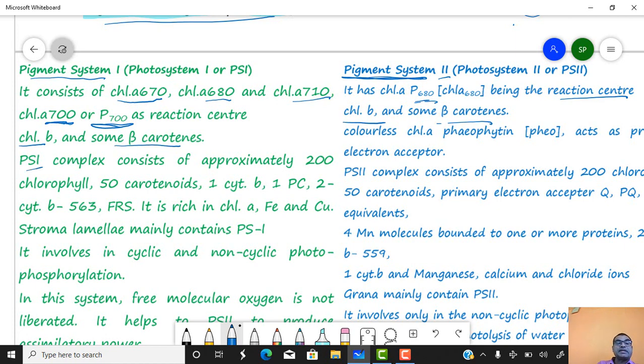The PS1 complex, pigment system 1 complex, consists of 200 chlorophyll, 50 carotenoids, 1 cytochrome b, 1 plastocyanin, 2 cytochrome b563, and ferredoxin reducing substance. It is rich in chlorophyll a, iron and copper, and is present mainly in the stroma lamellae, that means the intergrana lamellae, the lamellae which connect the two granum regions.